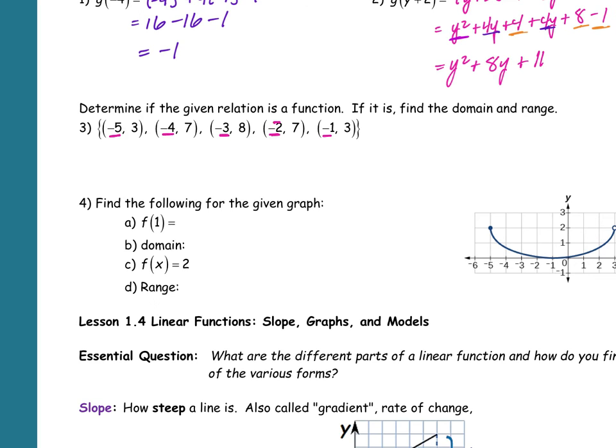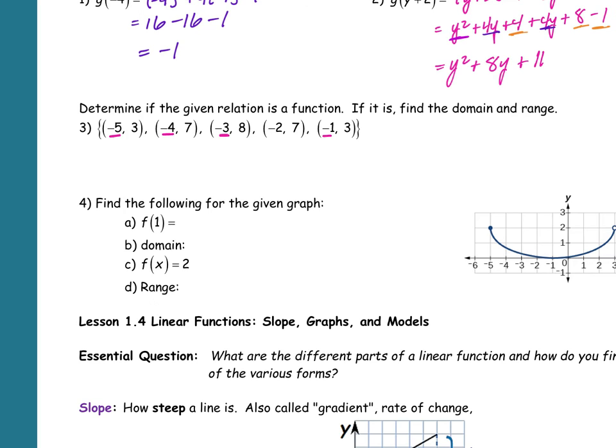If this was negative 5, that would mean that one x went to two different y's. It's okay if different x's go to the same y, right? It's not okay if one x goes to two different y's. But I can have all my x's go to the same y, that's fine. It just can't go backwards if every x has one y. Does that make sense?